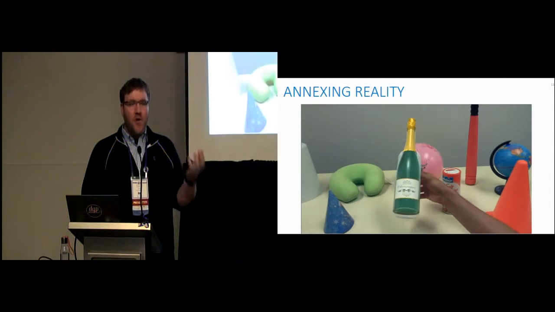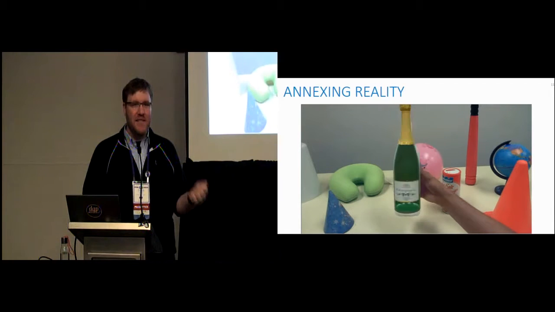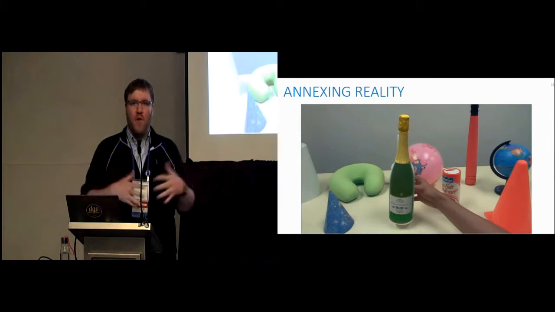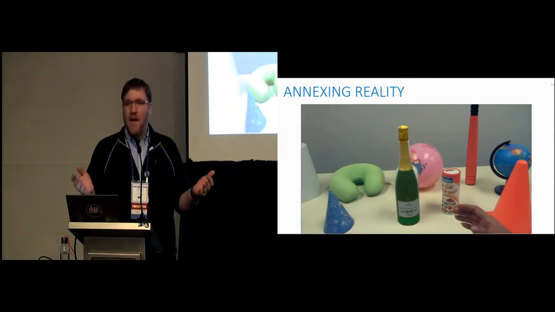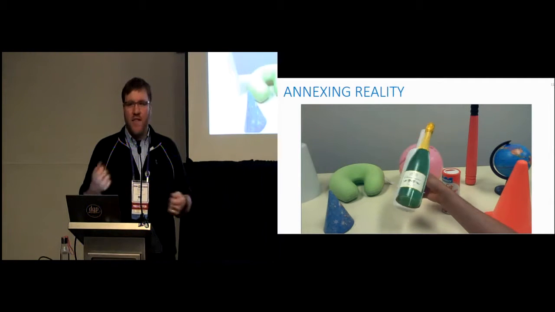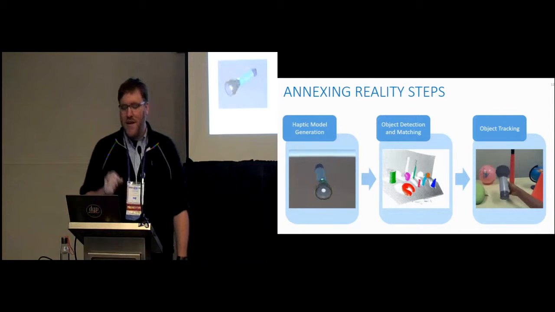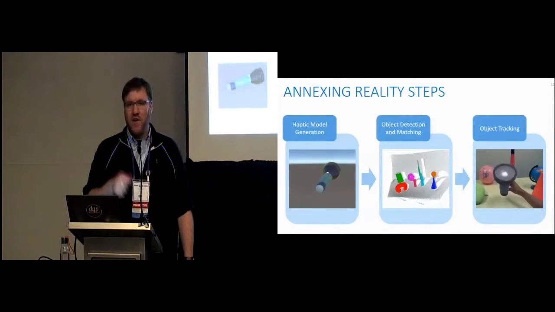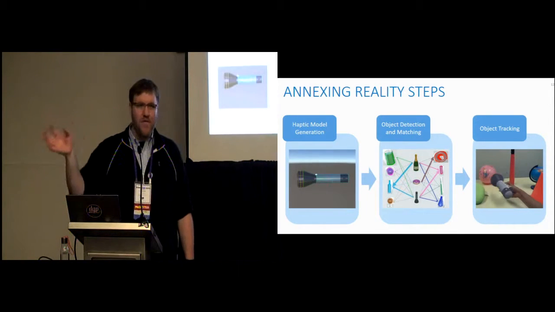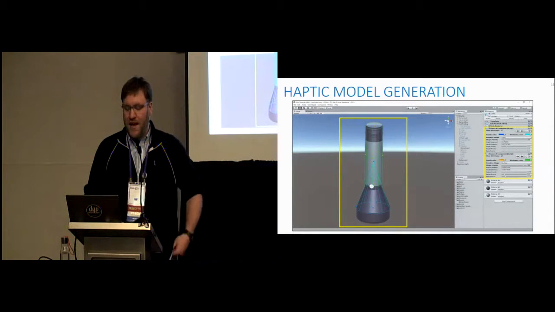So the focus of the project is on how do we enable developers, people who are creating these experiences, to specify the sorts of objects that they want to enable the matching for, and how do we ensure that the tools that we make available to them are done in a way that will allow for good matches. So I'm going to talk about three components here. I'm going to talk about generating what we call the haptic model. We're going to talk about object detection and matching, a quick overview of the algorithm. All the details are in the paper. And then finally, we'll talk briefly about the tracking.